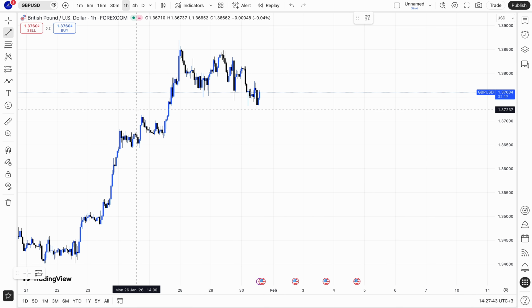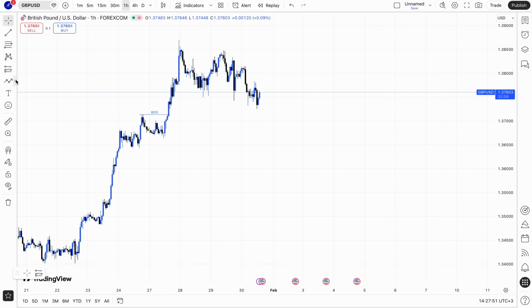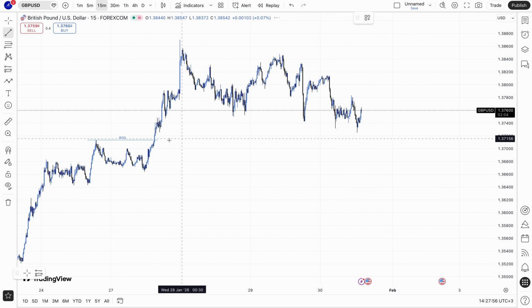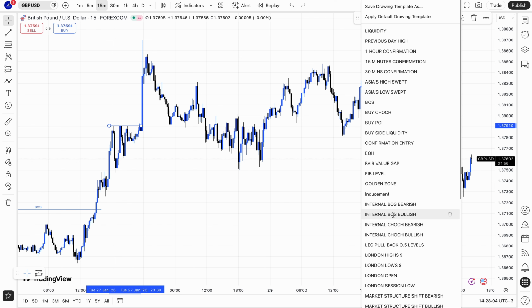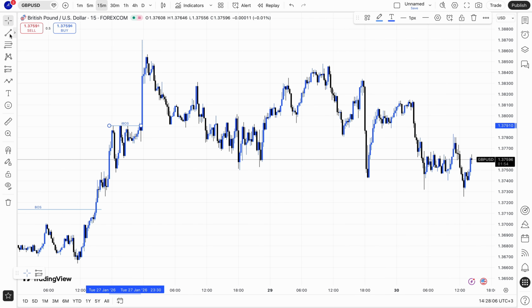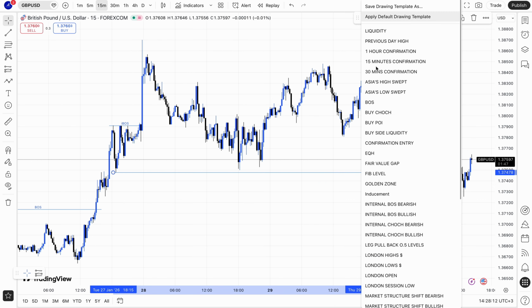So what's our plan? You can clearly see that we had our last break of structure on our external structure. Then we got 15 minutes for our internal market structure. That's a break of structure. Then you had our change of character to the downside.